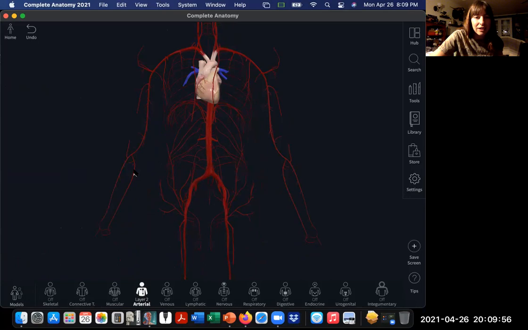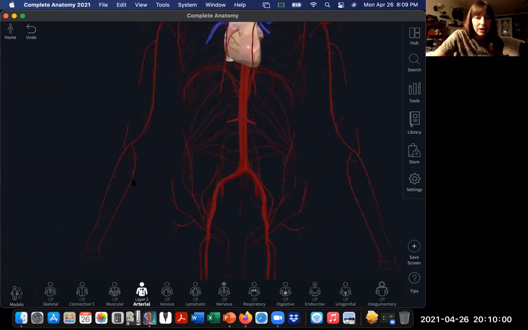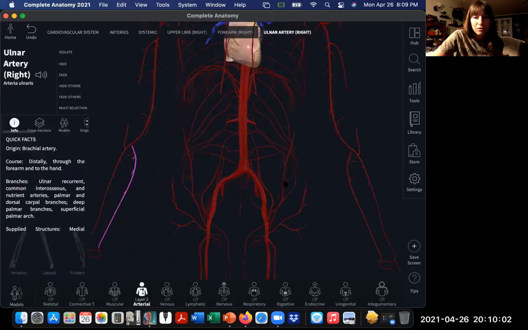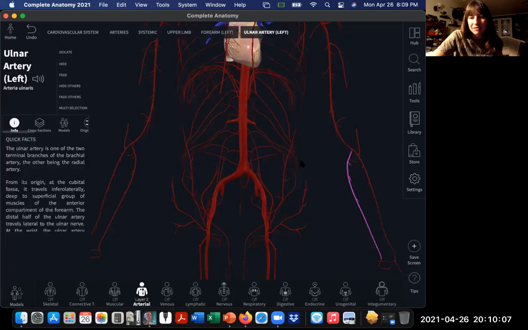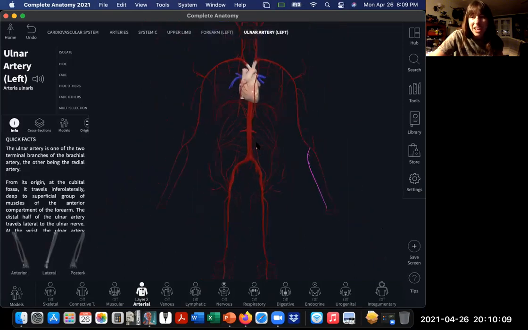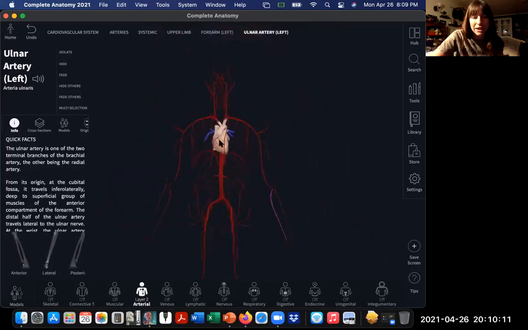I can snag it here. Too far. Ulnar. Radial and ulnar. Okay? Not that bad. It's really not that bad, right?